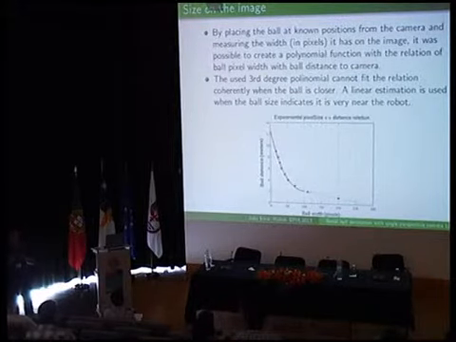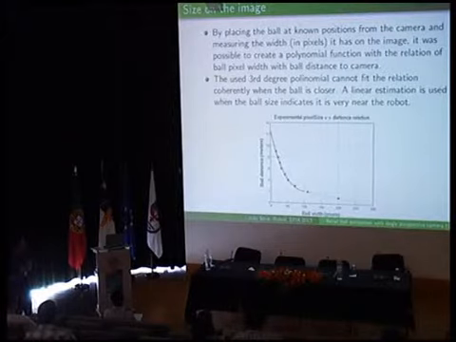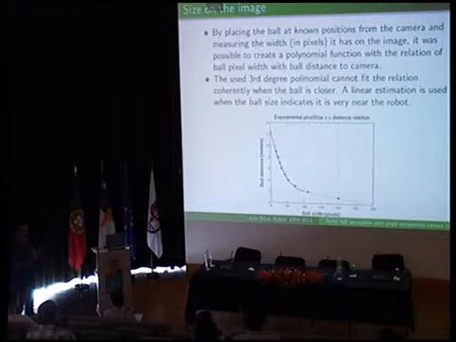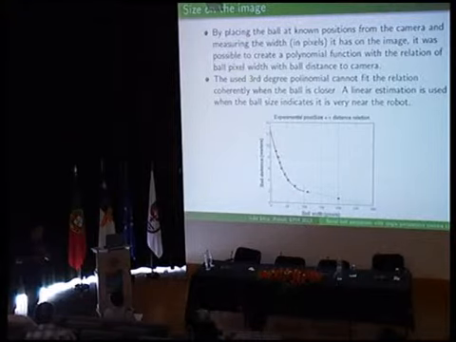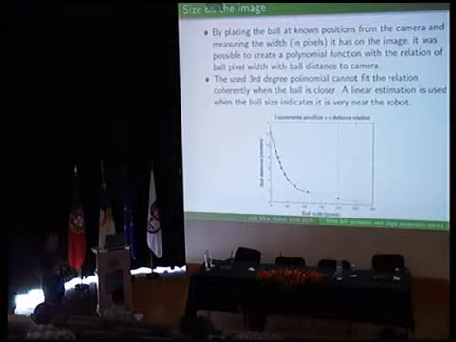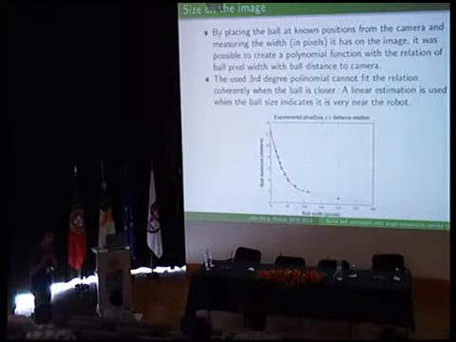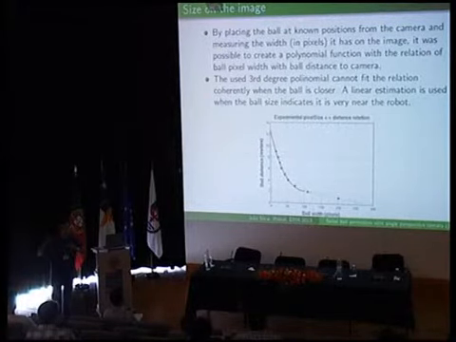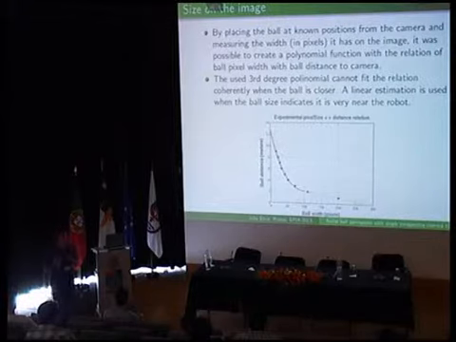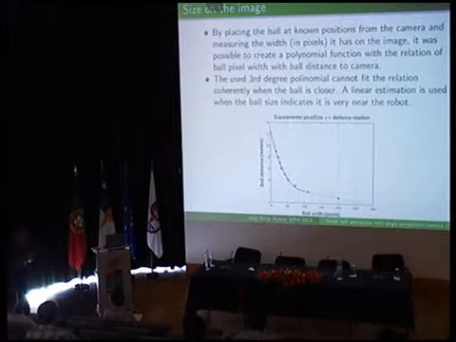To get this relation, we made a series of tests and captures to measure what our algorithm actually measures. Placing the ball at different distances, we could estimate a third-degree polynomial, this red one here, to fit the relation between the size of the ball in pixels and the distance of the ball. But we noticed that when the ball is very close to the robot and very big in the image, the polynomial will not fit the points properly.